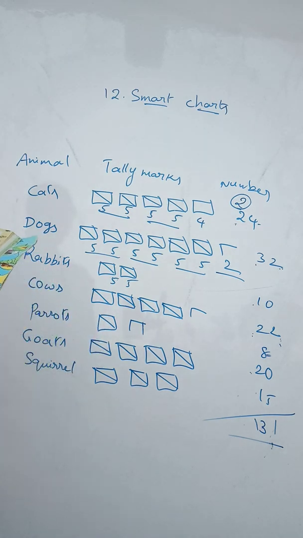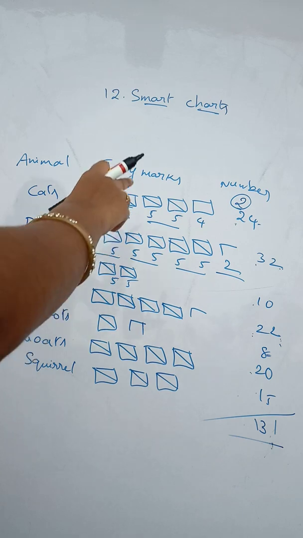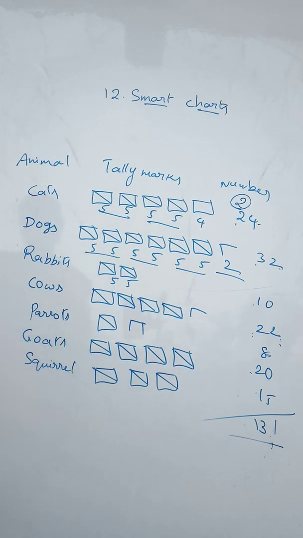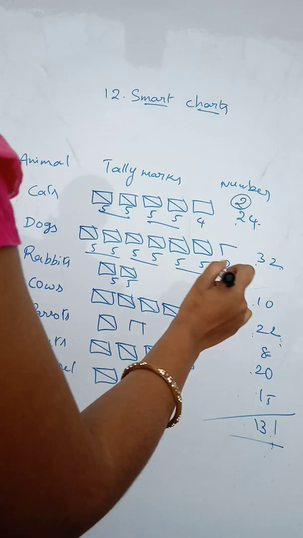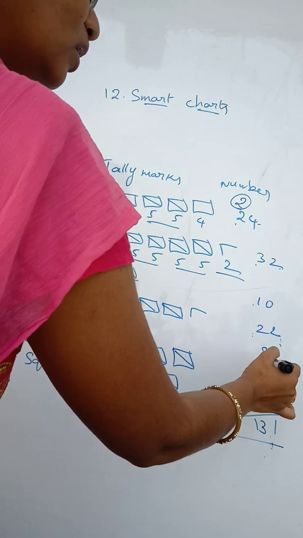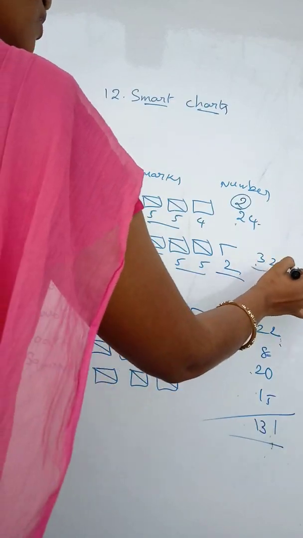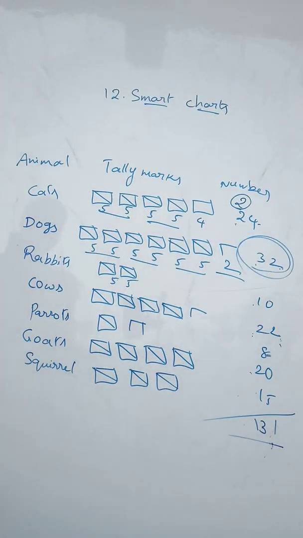Here see, look at the tally marks and write the number of each animal in the table. How many children did Amini talk to? Like this we should do. Which is the most favorite pet animal? What is the most favorite pet animal in these 24, 32, 10, 22, 8, 20, 15? Dog is the most favorite pet here.